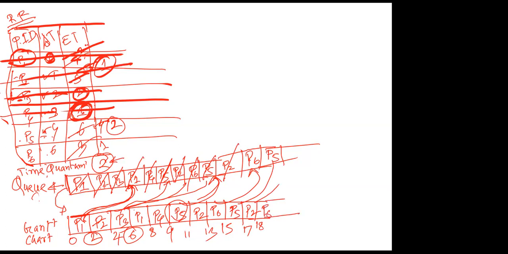P6 needs another one time unit. So it will be the 19 in here, and then it completes the execution. P6 is complete, and then we have P5. P5 needs two time units more. Then P5 and 21. Done. The process is done.